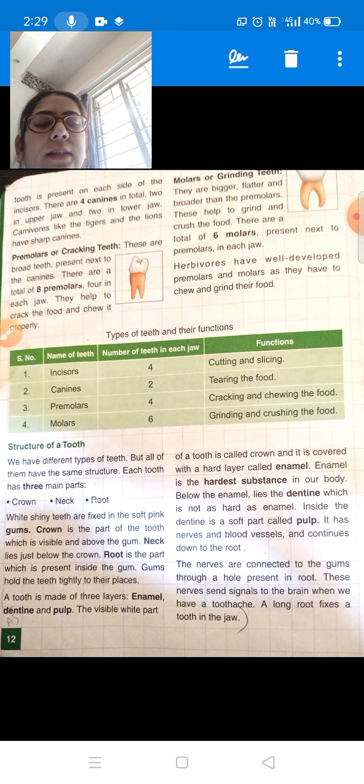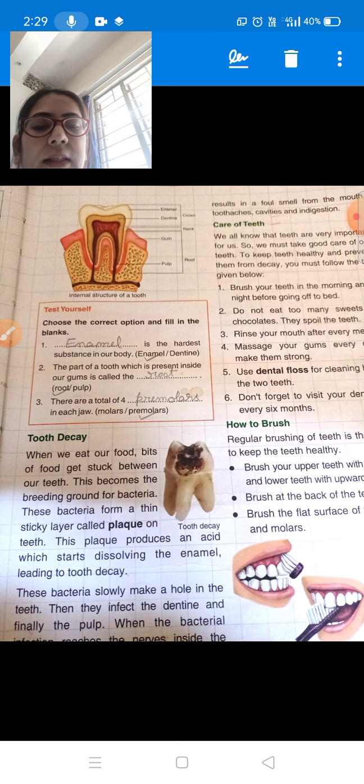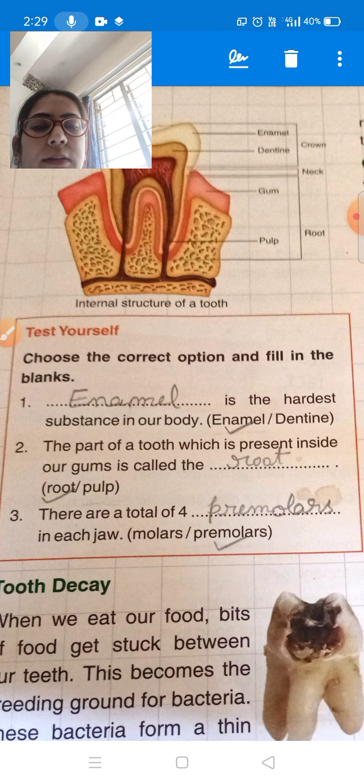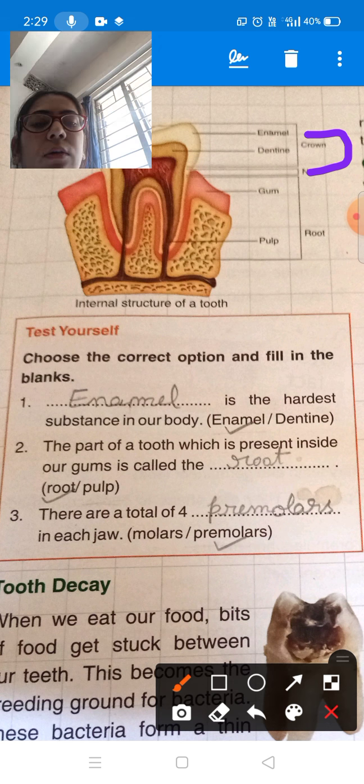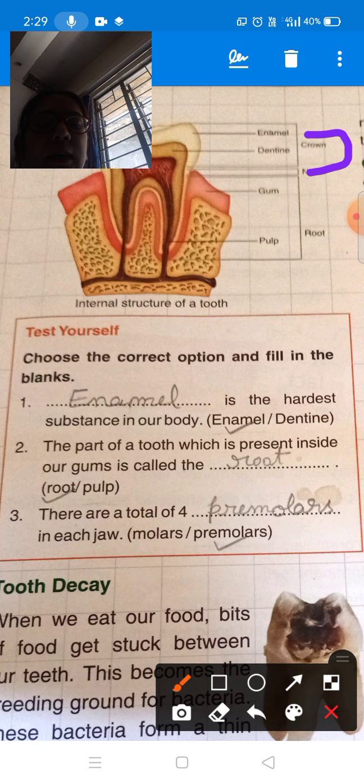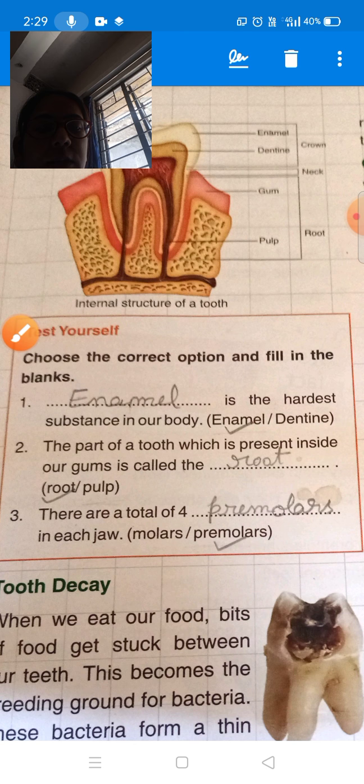Okay, so what is crown? You can see the image of a tooth right here. So each tooth has three parts: crown, neck and root. The white shiny part of the tooth which is visible to us, the white shiny part, is called the crown of the tooth. That white part is called crown.